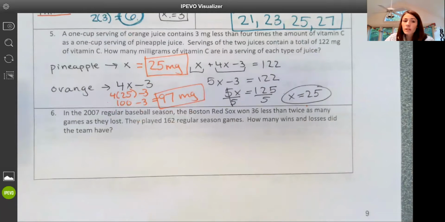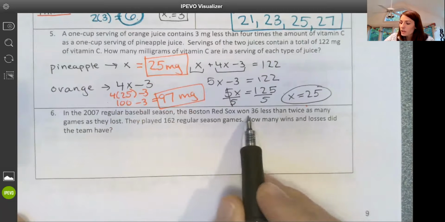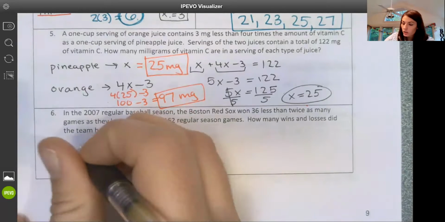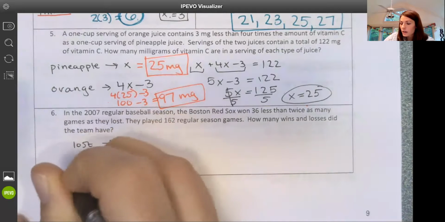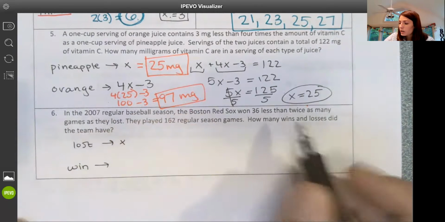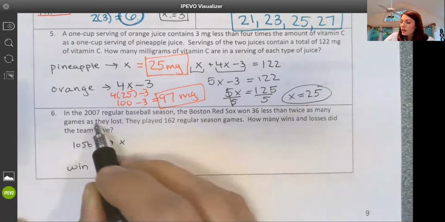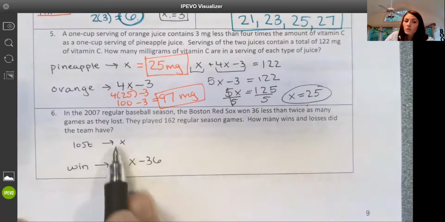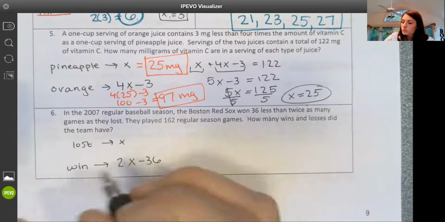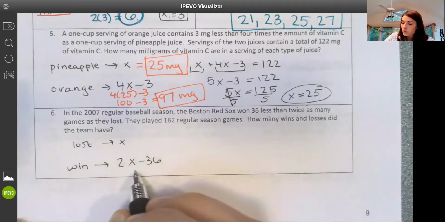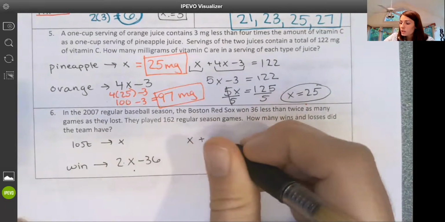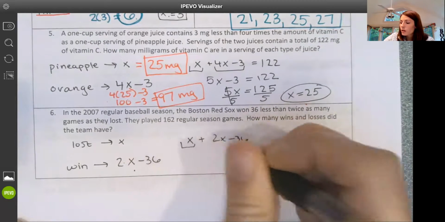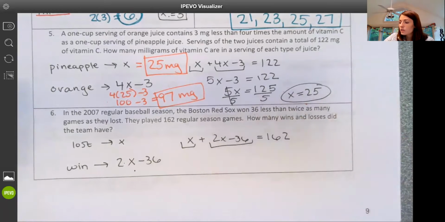The Red Sox problem, so same idea. We want to find something to call X and then have the other piece build off of that. You'll notice that the Red Sox wins are based off of their losses. So I'm going to call the games that they lost X, and the games that they won is 36 less than twice as many as they lost. So if I call X what they lost, the ones that they won would be 36 less than double that. All together, between losses and wins, they played 162 regular season games.